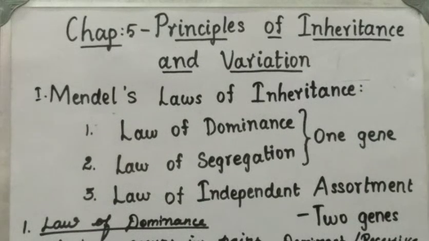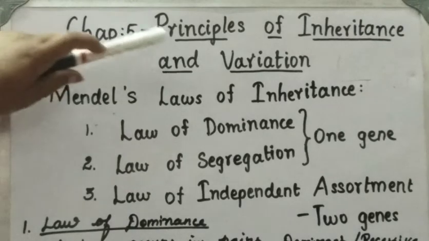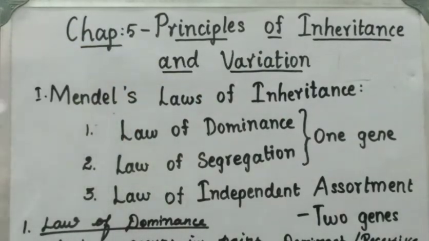Today we are going to see another important concept, that is chapter 5, Principles of Inheritance and Variation. Actually, it is about genetics. You might have studied what genetics is in your lower classes. Genetics means the branch of biology that deals with the study of heredity and variations. So, in short, we can say genetics is equal to heredity plus variation.